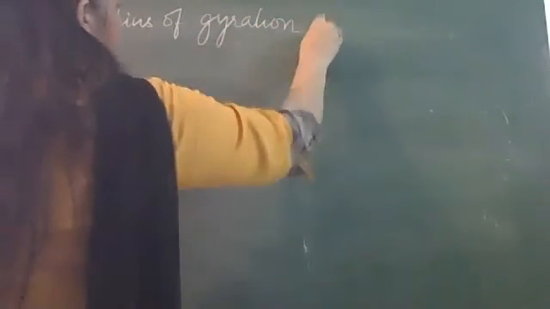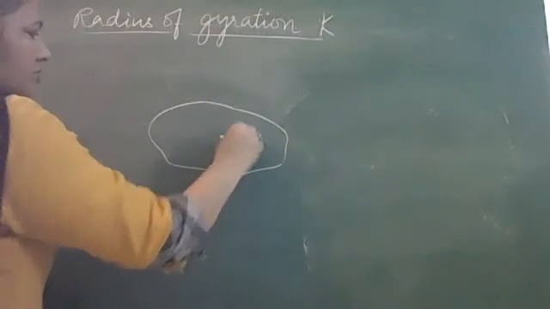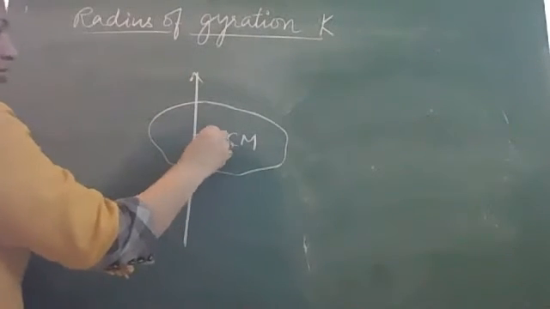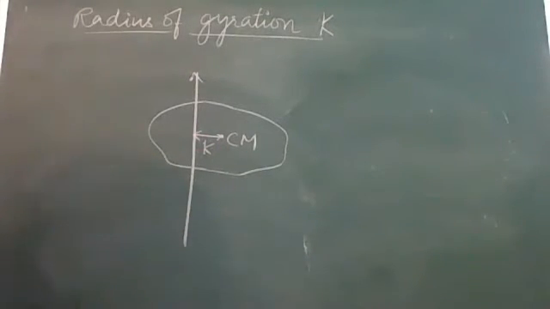What is radius of gyration? It is denoted by the symbol K. How do we define this? This is the distance of the center of mass from the axis of rotation. So we have a rigid body, and suppose this is the center of mass of the object, this is the axis of rotation. Then the distance of the center of mass from the axis of rotation will be called radius of gyration. It is also defined as the root mean square distance of all the particles from the axis of rotation, because the rigid body is composed of a number of particles.